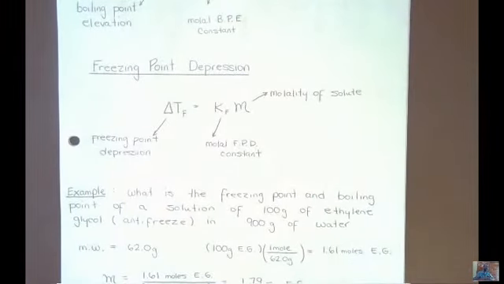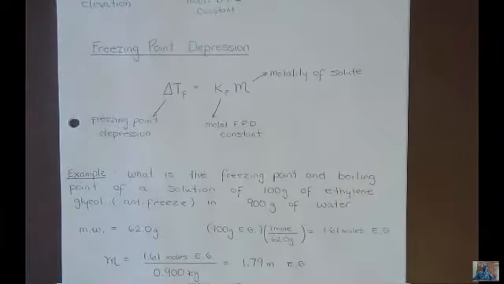All right, let's do it. I think this first example is for water. What is the freezing point and boiling point of a solution of 100 grams of ethylene glycol, antifreeze, right, dissolved in 900 grams of water? So I make up the antifreeze solution. It is a 10% antifreeze solution, but first thing we need to calculate is what is the molality of the antifreeze.